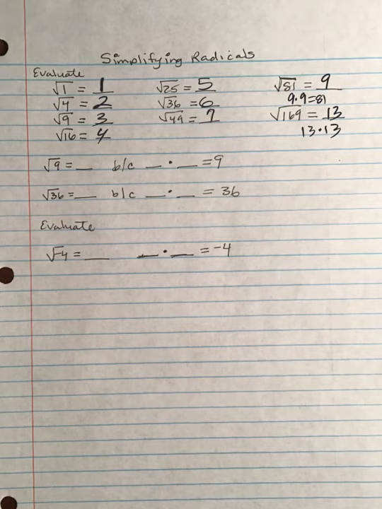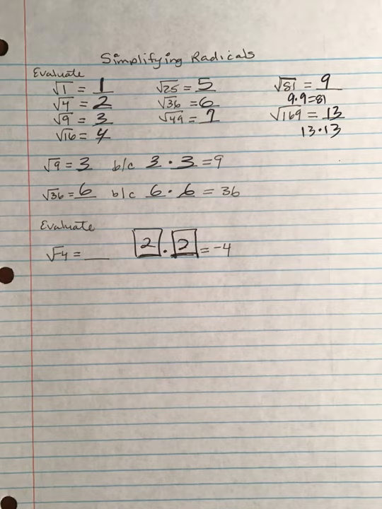So again, we know the square root of 9 is 3 because 3 times 3 is 9. We know the square root of 36 is 6 because 6 times 6 is 36. But what about the square root of negative 4? What could you multiply together where these were the exact same numbers that would give you a negative 4?